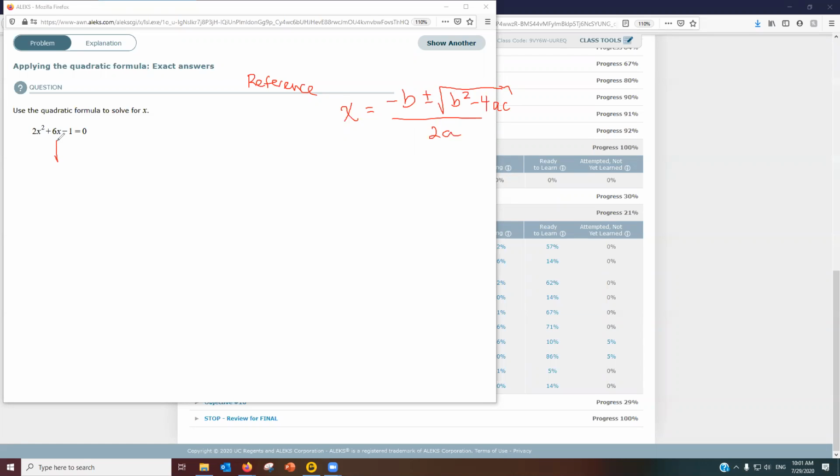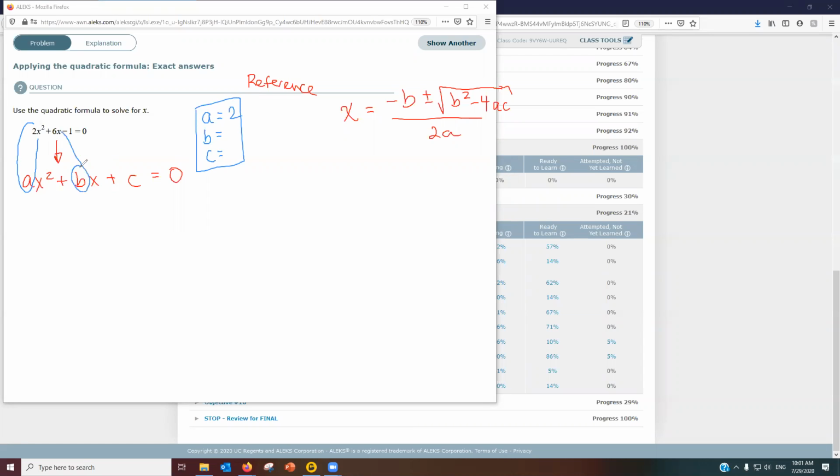The first thing you do is compare this equation to ax squared plus bx plus c equals 0. Because the first step is we need to identify what is a, what is b, and what is c in our example. I do that by just comparing. A is whatever number is in front of x squared. Well, in our example, it's a 2.